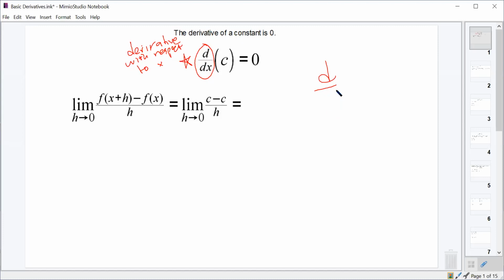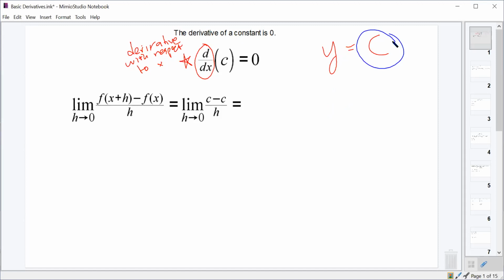I could make that anything. It could be d d theta, and my variable would be theta, or it could be d dz, and then my variable would be z. So in this case, it's with respect to x. And it's of a constant. So if my function, let's say, is y equals some constant c, what is f of x plus h? Replace all of the x's in this function with x plus h's. Well, what do you get if you replace all the x's with x plus h's?